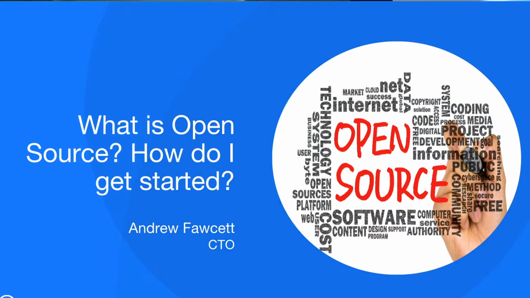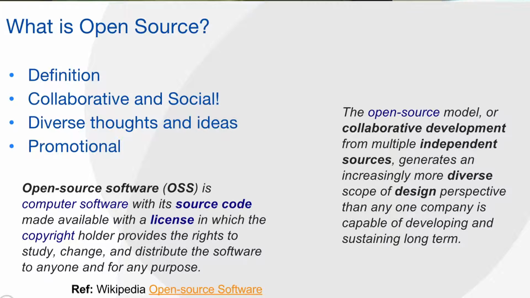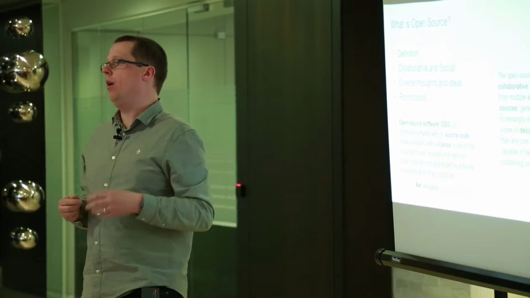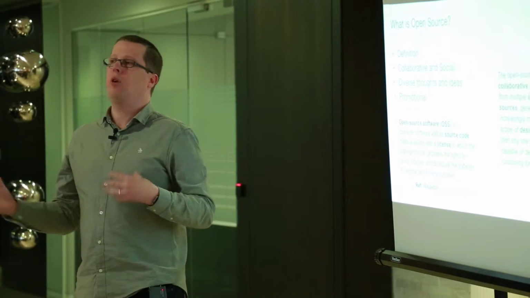So open source, what is it? How do I get started? So the definition of open source from Wikipedia I've drawn here talks about open source being computer software. It's available on the internet, has a license, and the copyright holder provides the rights to study, change, distribute that software. The general spirit of open source is that we're collaborating on it. We're looking at the source code, we're saying what are the needs, and any developer around the world can contribute to that. There's obviously a process involved.